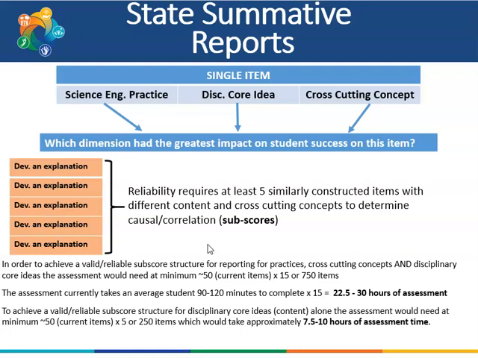In order for us to get subscores that are valid and reliable, to allow us to break these down and say a student understands this specific core idea, this specific practice, this specific cross-cutting concept, it would take approximately 30 hours of assessment time to reliably be able to give those kinds of scores. There are no subscores for the grade 5, 8, and high school biology summative assessments.